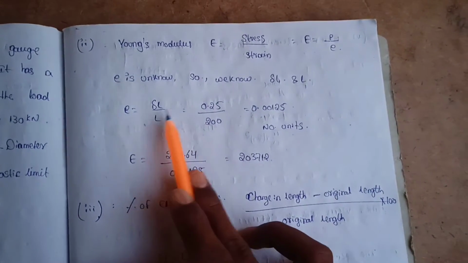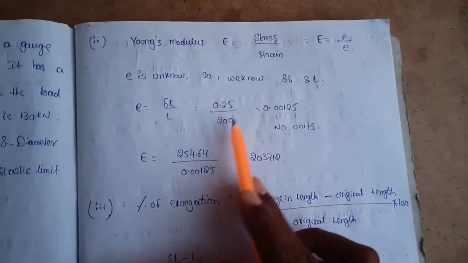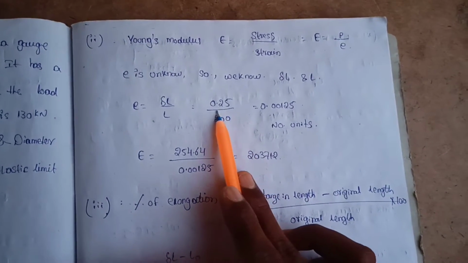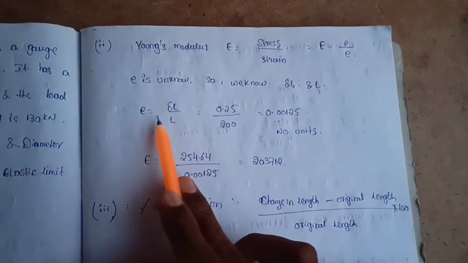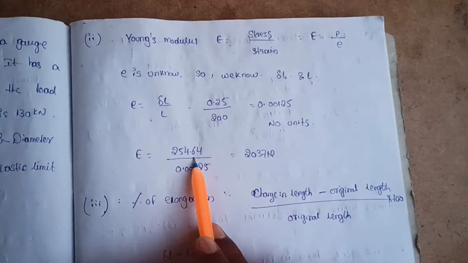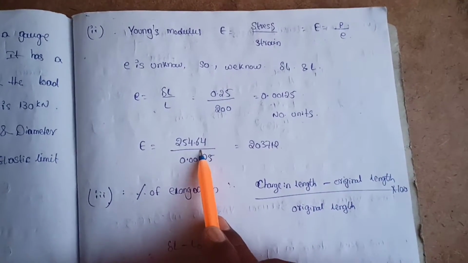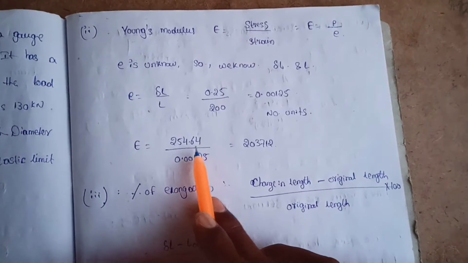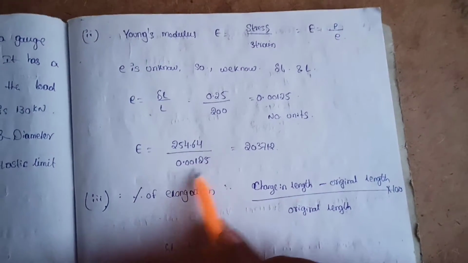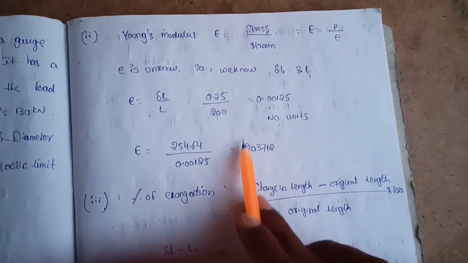So delta L is equal to L. He has given delta L 0.25 in the question. So 200 is the total length. This is the extension length. So we get small e. Take this value and substitute. Here capital E is equal to stress by strain. Stress we already got in the first one, 254.64 by extension, so 0.00125. So this is Young's modulus.